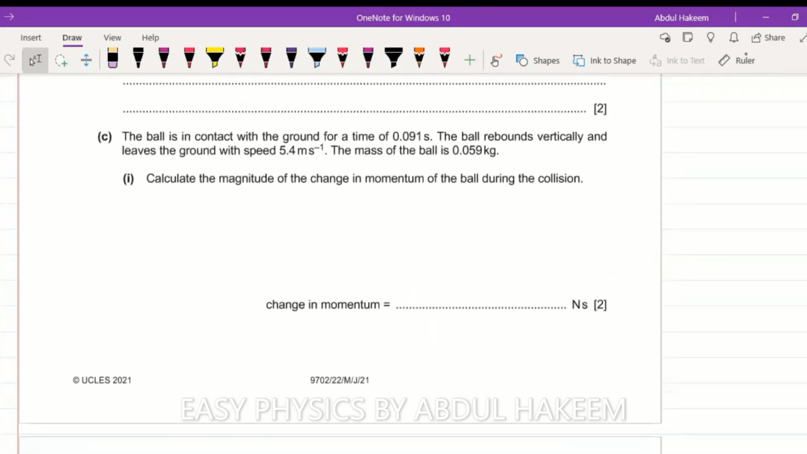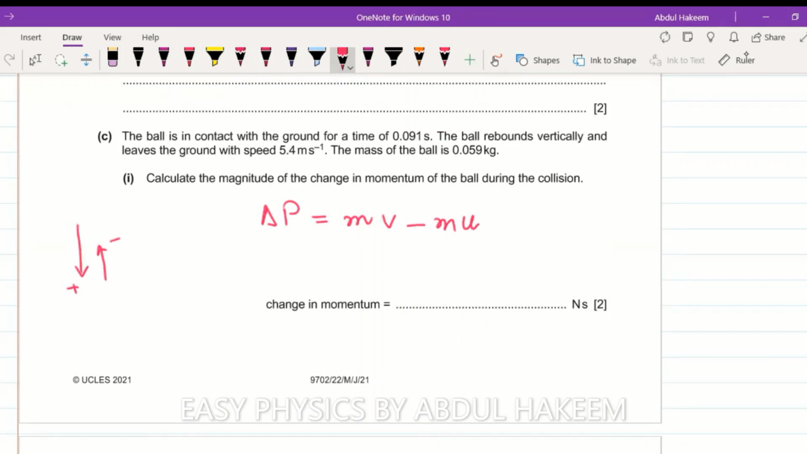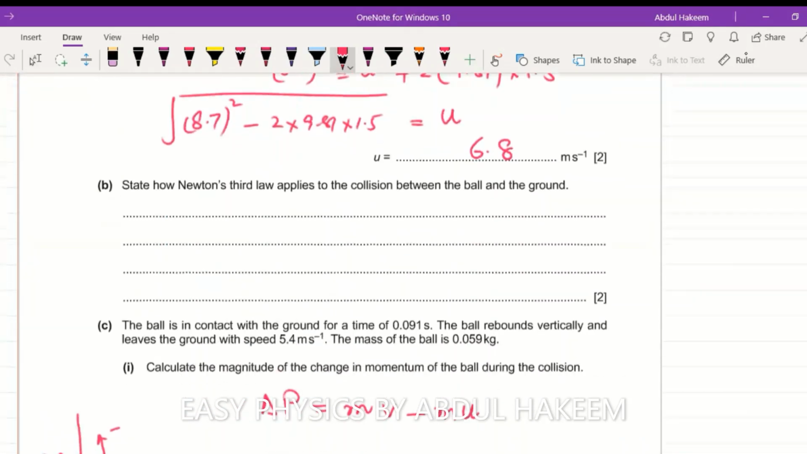Okay, move to this one. The ball is in contact with the ground for a time of 0.091 second. The ball rebounds vertically and leaves the ground with a speed of 5.4. Calculate the magnitude of the change of momentum. So we have to calculate the change of momentum. Momentum is a vector. So final momentum minus initial momentum, velocity. If this direction is taken positive, then this will be taken negative. It hits the ground with positive velocity. I think this is, yes, 8.7.